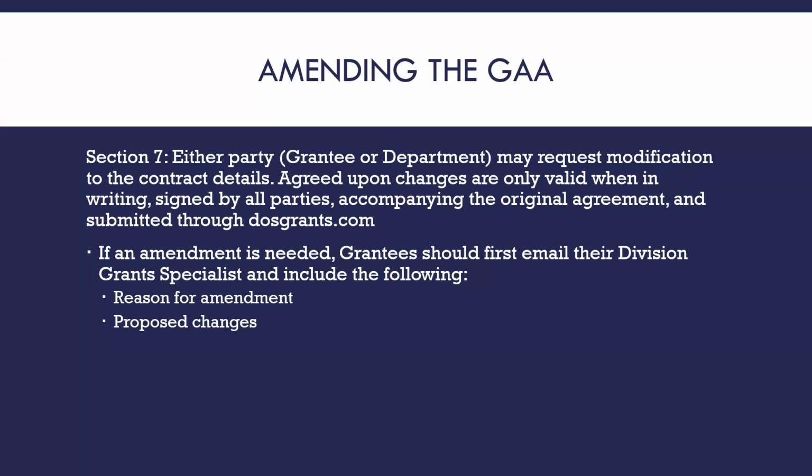If an amendment is needed, email us, your program manager, grant manager, before you enter it into DOS grants, so we know what's going on and we can talk it through, make sure we're doing the right thing. Let us know the reason for the amendment, what the proposed changes are, and then it would be entered in DOS grants for us to create that amendment signature.